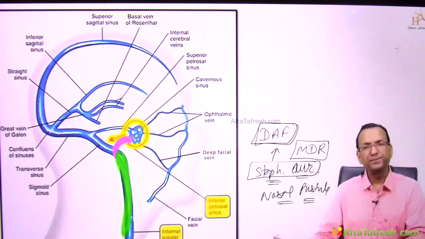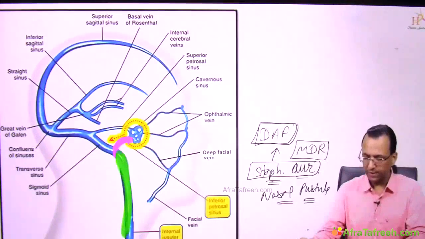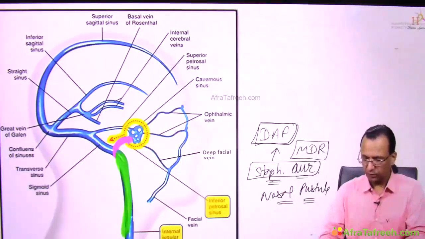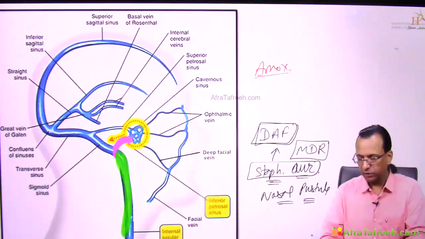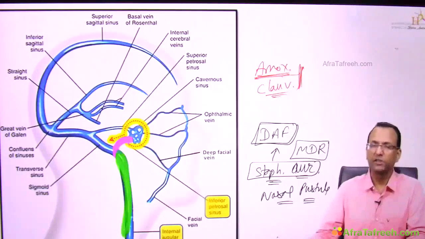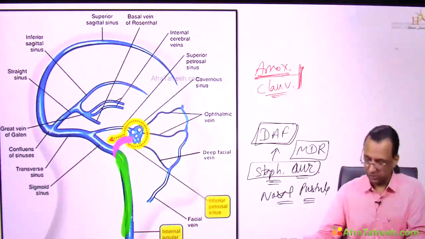How do you treat it? Whenever you find an infection in this area, immediately give amoxicillin. But don't give amoxicillin alone. Give it with clavulanic acid, a combination to kill the bacteria. So amoxiclav, just give it. Because if you don't give it, then see what happens.